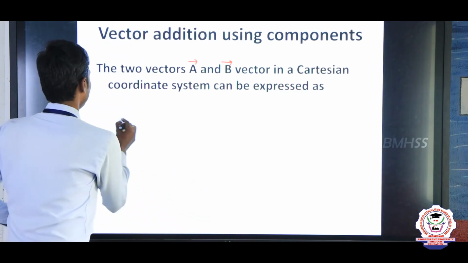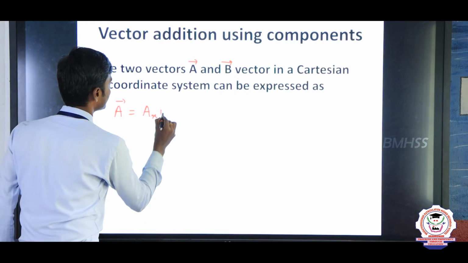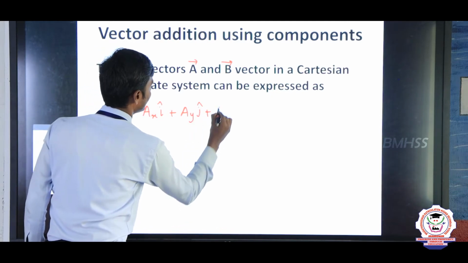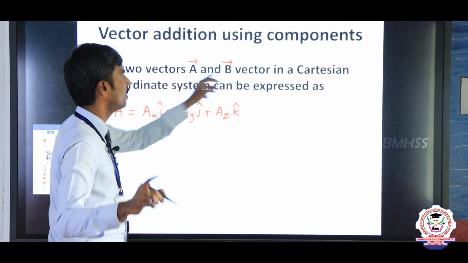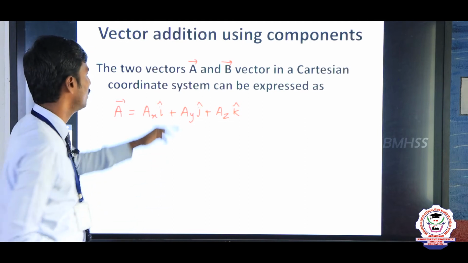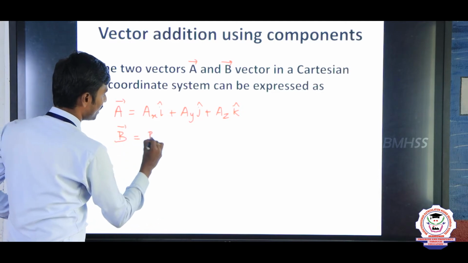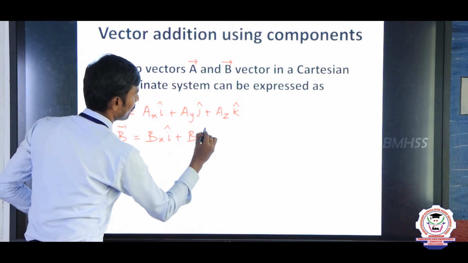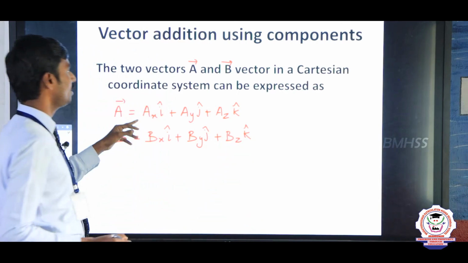Take A vector equal to Ax i cap plus Ay j cap plus Az k cap. One vector A in the Cartesian coordinate system can be expressed like this. Similarly, B vector equal to Bx i cap plus By j cap plus Bz k cap. This is the A vector and B vector.